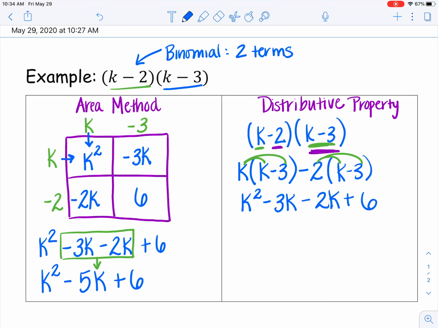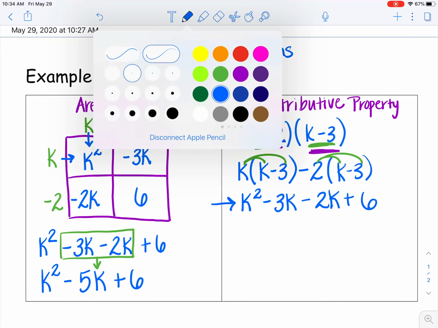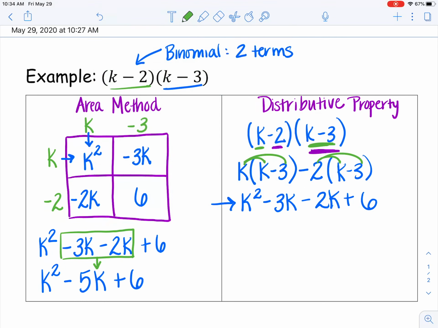Now, if you look at this, hopefully you're seeing that this line right here is exactly what you have in the box in the area method. Okay, so both methods will give you the same answer. And we're going through the same process at this point. We're going to combine our like terms. So k squared minus 5k plus 6 is the quadratic that we have built.